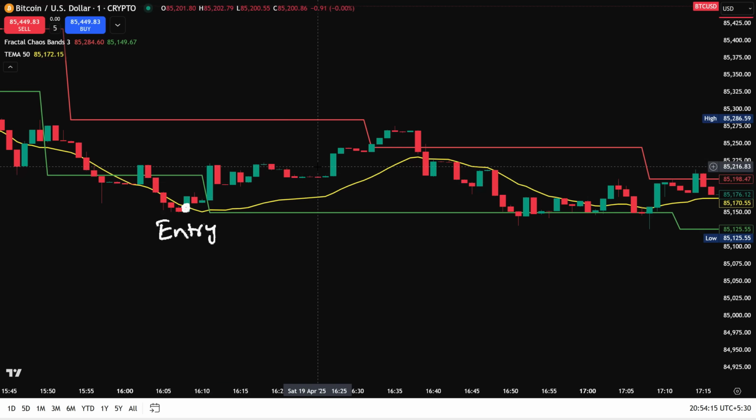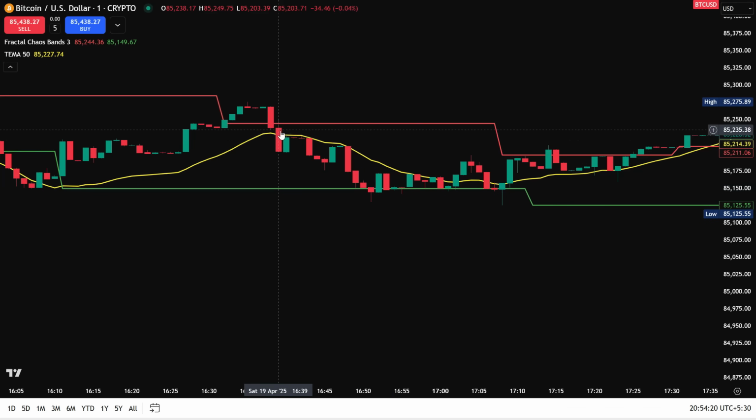Now, we focus on where to exit. For this strategy, we exit the trade when the price reaches the resistance level, which in this case is the red line. Once the price hits this level, it's time to lock in profits and close the position. This method is great for quick scalping because it allows us to make precise entries and exits without holding positions for too long. It's all about catching those short-term moves with minimal risk and clear targets.